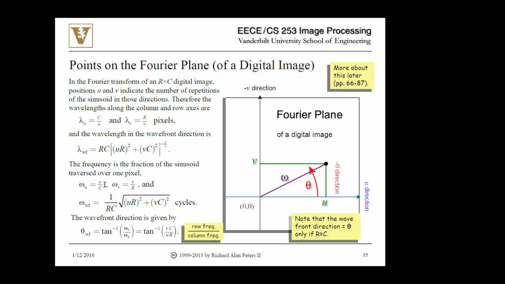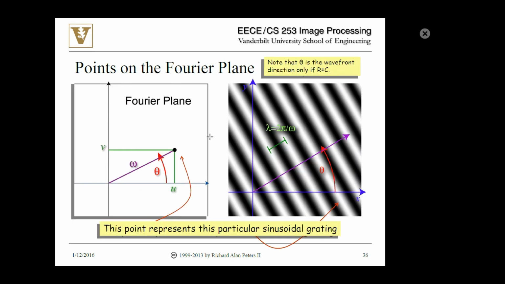Very good. Now I can compute the inverse of these ones. So I will have a wavelength in x and a wavelength in y. And we also have the wavelength in the direction of the wavefront. That is different.